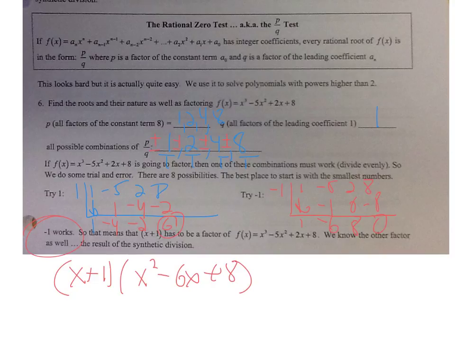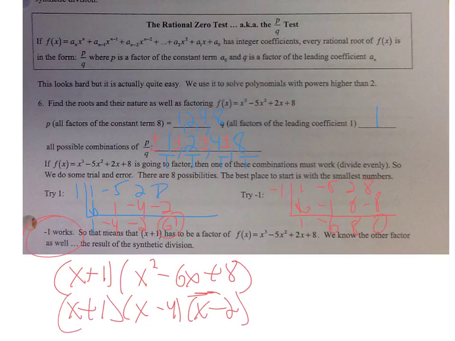Now, we could do synthetic division again and try one of these other factors on this part, but that factors pretty easily to x minus 4 times x minus 2, and that's times x plus 1. So there we've done it. We've got the factors of that polynomial with only having to do synthetic division once.